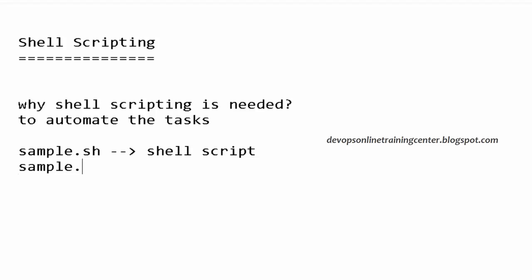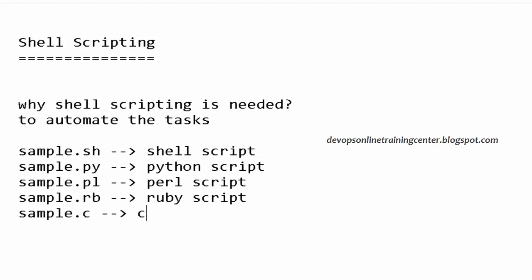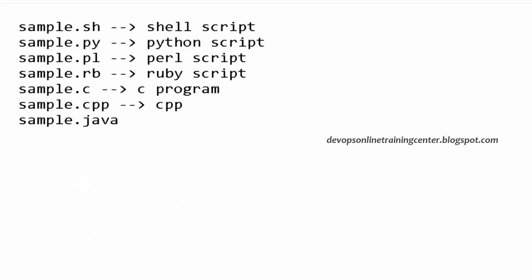In general the convention is sample.py, a Python script, or sample.pl, a Perl script, or sample.rb, a Ruby script. What is sample.c? This is a C program. In the same way sample.cpp is a C++ program, and sample.java is a Java program. So this is the general syntax we follow.